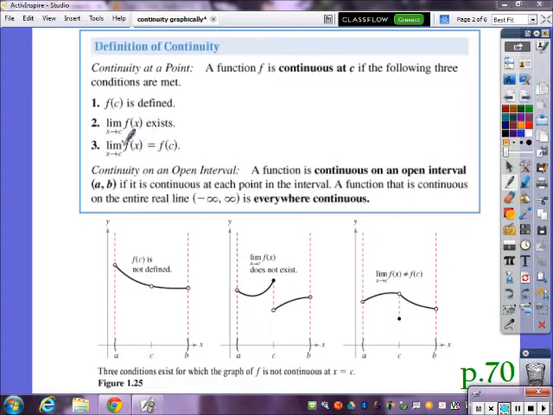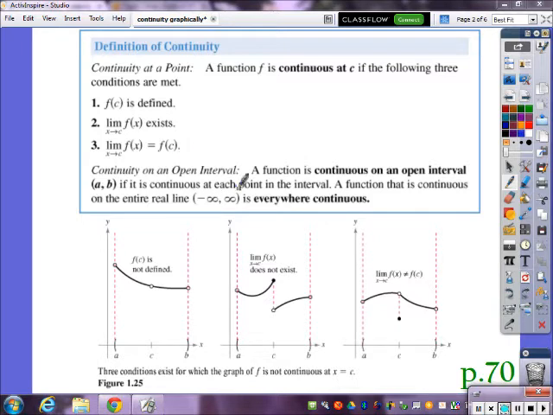So what this means is it has to approach the same y value from the left and the right, and then it also has to approach the same value that the function is defined as at that c value. And when we look at it graphically, it'll make more sense.